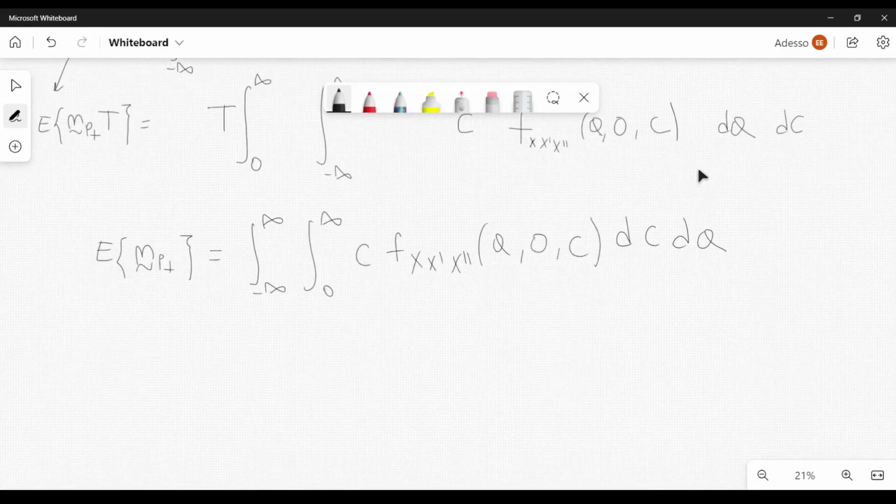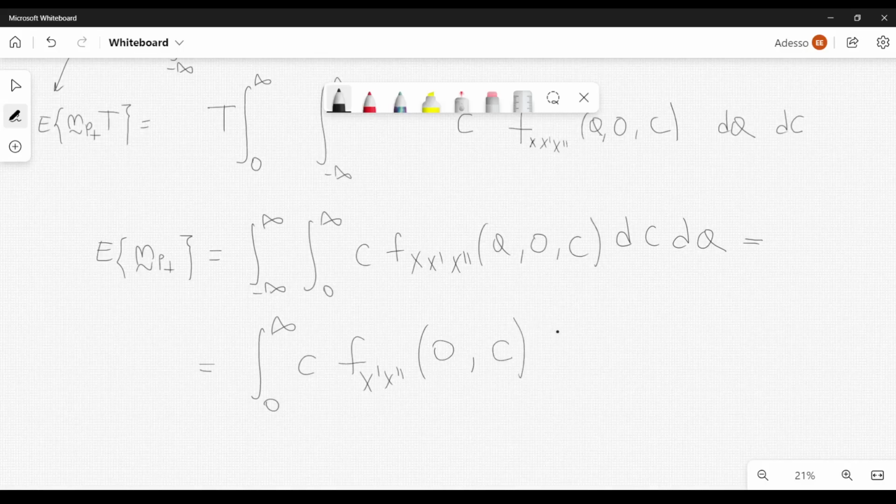But now if I integrate over a, then I will get the following integral from 0 to infinity of c. Then when I integrate this distribution here over a, I'm going to get the distribution f of x prime, x double prime, because I eliminate the variable a. So this function will be a function of 0 for x prime, and c here for x double prime, dc. That's how I can write it.